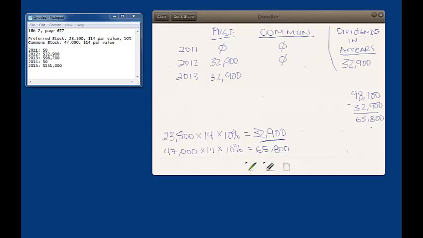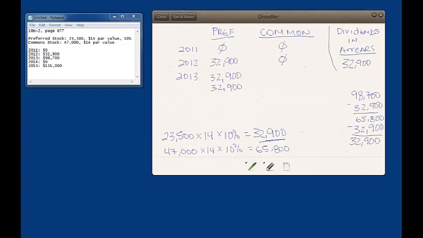Okay, so now we start with step one. So step one, the dividends to the preferred stockholders is $32,900. So not only do they get caught up in their dividends in arrears, they also get the dividends to which they're entitled for 2013. Okay, so how much do we have left now? We have $32,900 left.